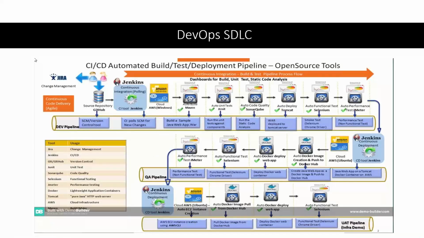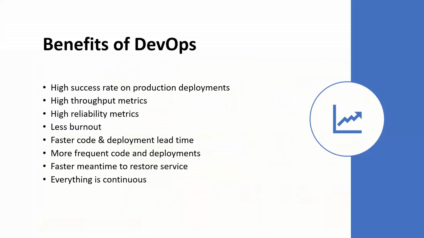So what are we going to get with DevOps? What are the benefits of DevOps, right? You see here, compared to the traditional models, the agile model or the waterfall model, what are we going to achieve with DevOps? All these we are going to achieve: high success rate in production deployments, high throughput, reliability.